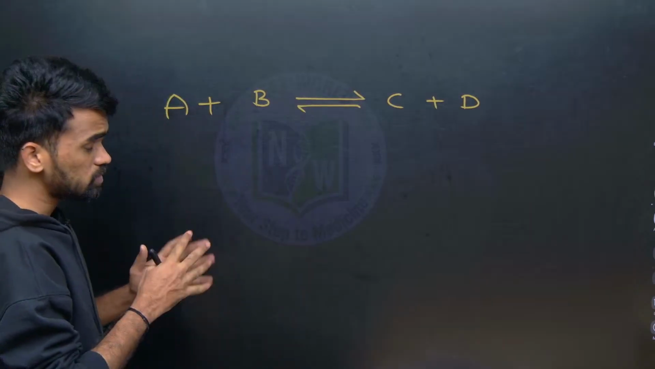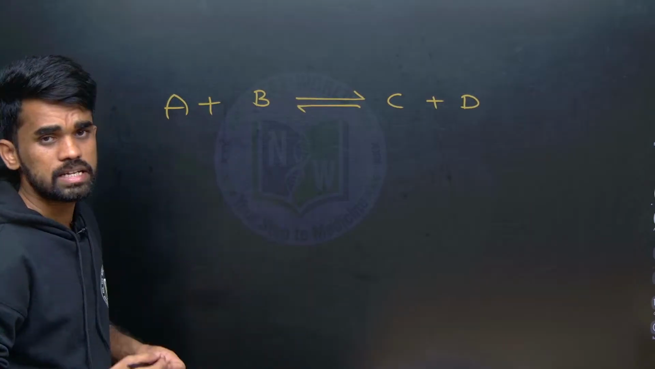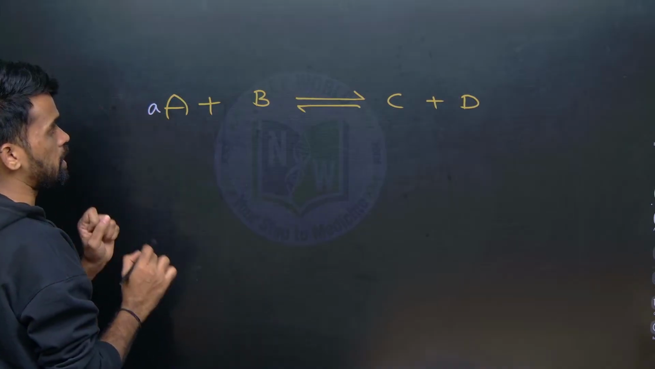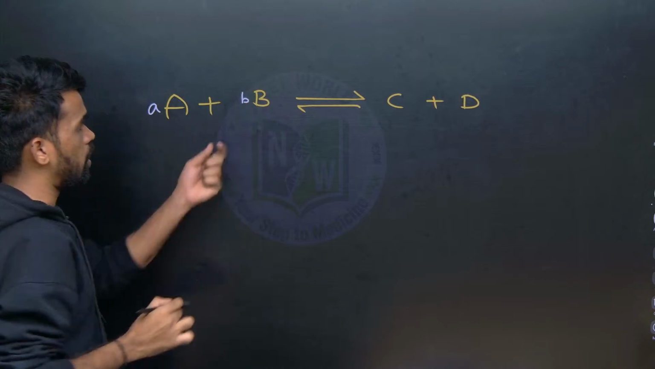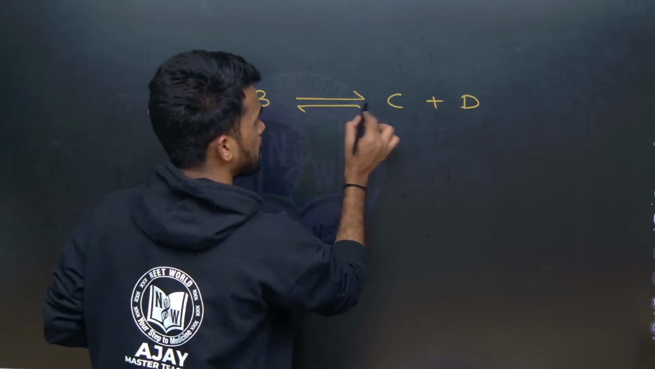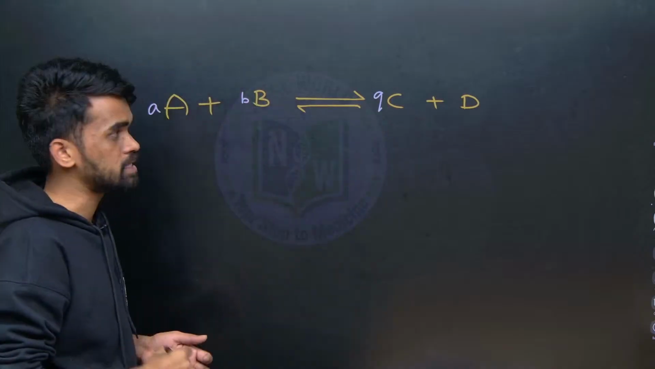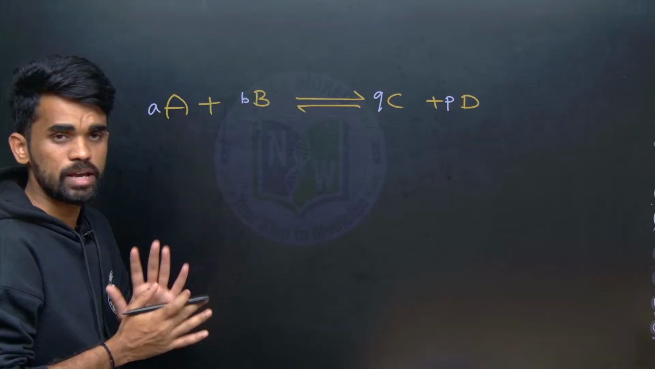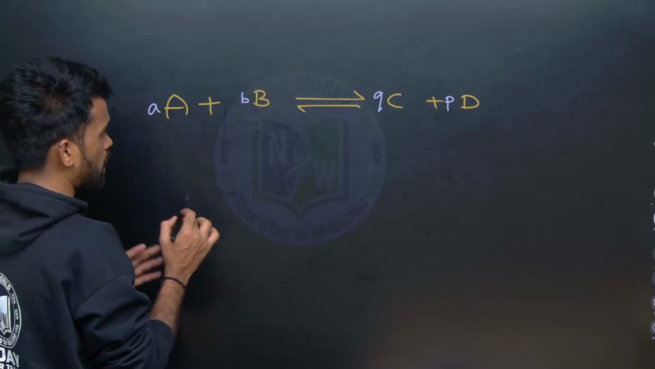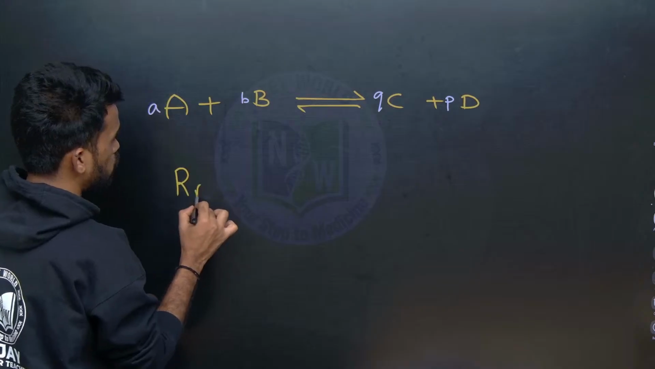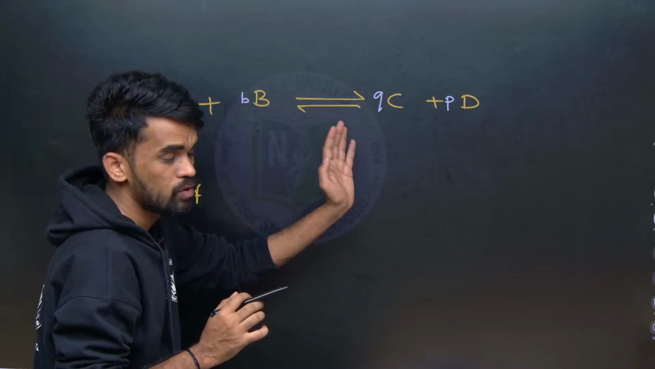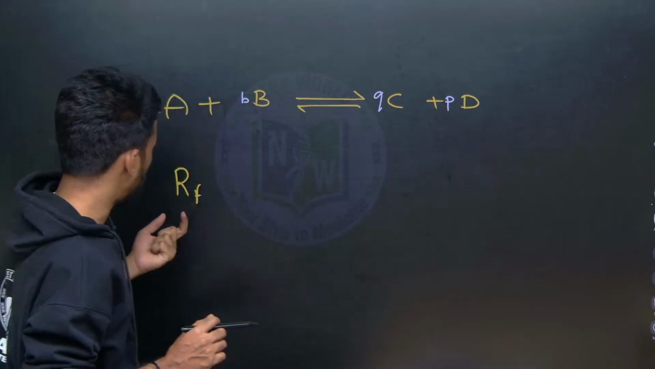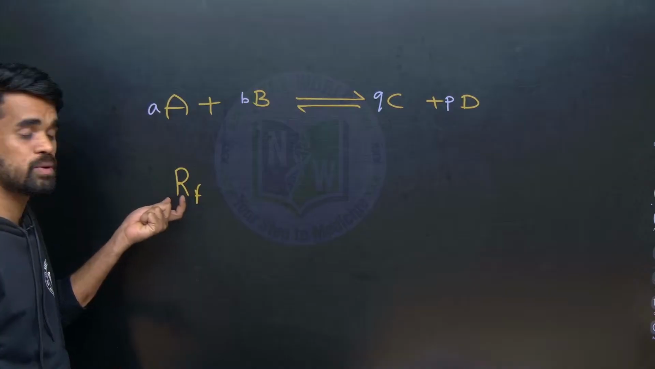Okay. So now during these reactions, let us say there are some coefficients also, like a moles of A and b moles of the reactant B, and here q moles of C and p moles of D. So this is how I am writing the reaction. Now what I am saying is rate of forward. If we want to talk in terms of forward reaction, how fast it is moving forward, it is represented by rate of forward. RF represents rate of forward.